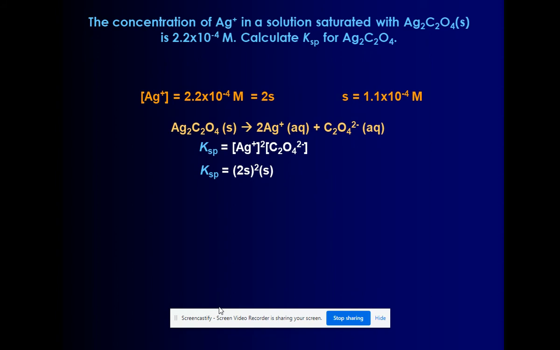If I know the value of S and I know my Ksp expression in terms of S, I should be able to solve for Ksp by substituting that value in place of S. And when I do that math-wise, I get that the Ksp for this particular solid is very small, 5.3 times 10 to the negative 12th.